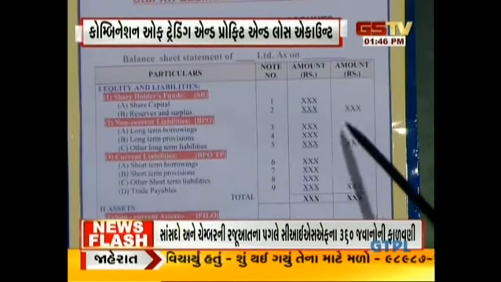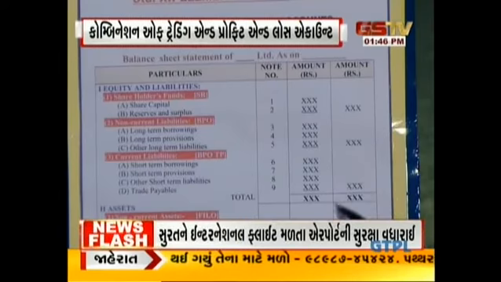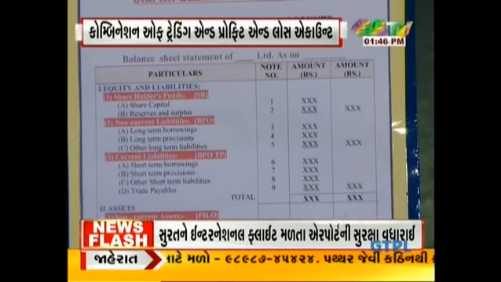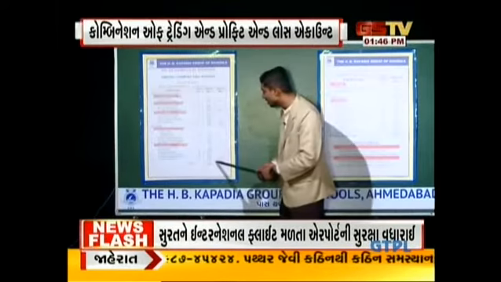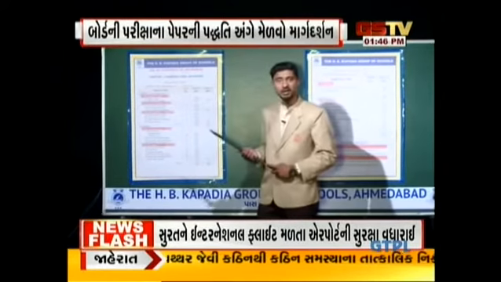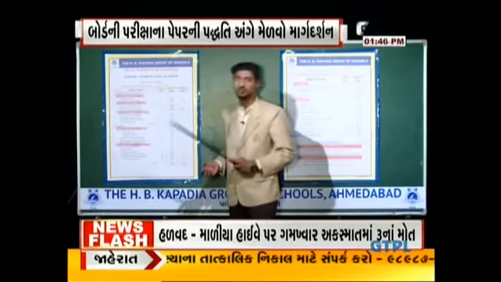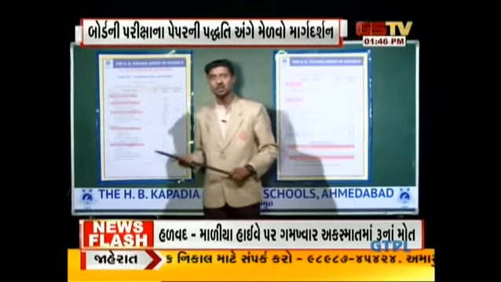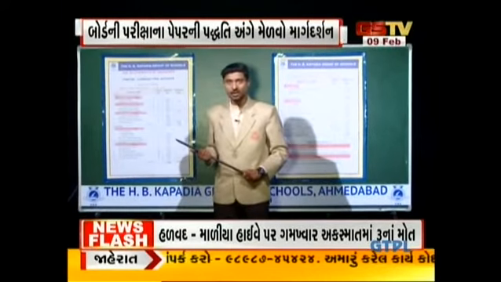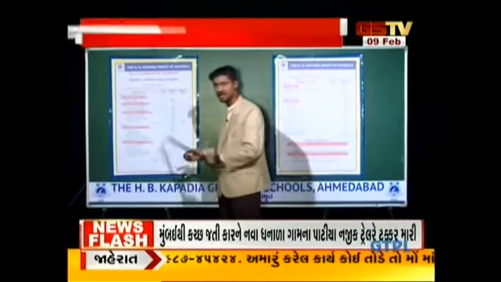The total of these 3 columns will be of equity and liabilities. The total of these 2 columns will be of assets. Remember, the total of equity and liabilities and the total of assets should be the same. If your balance sheet is not tallied, don't worry, you will be given marks for your entries.